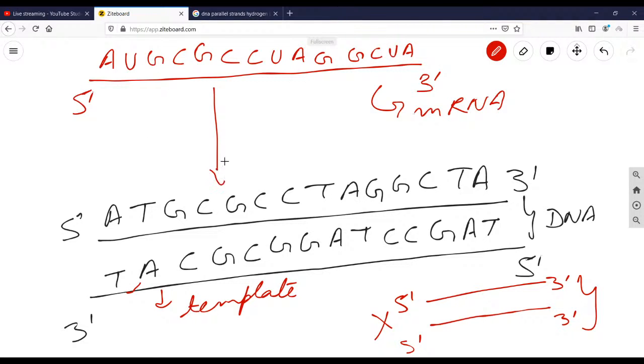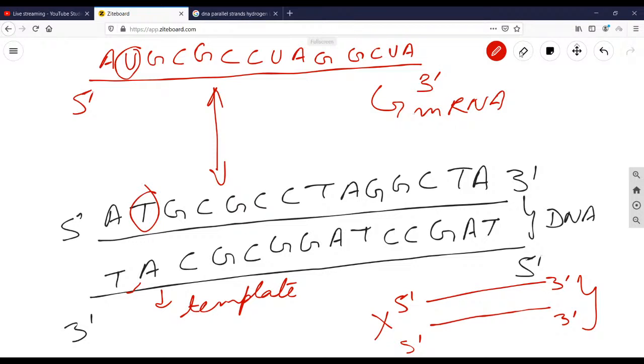Now, what is the difference between this sequence and this sequence? Don't they look identical? They do, except for this one. T is replaced by U, meaning thymine is replaced by uracil since it's an RNA. So only T is replaced by uracil. Otherwise, the entire sequence is identical.